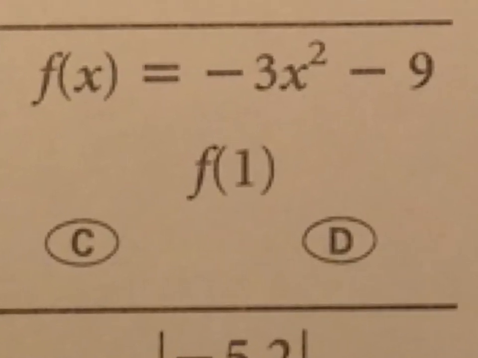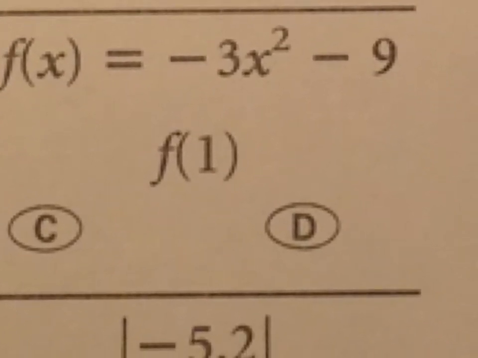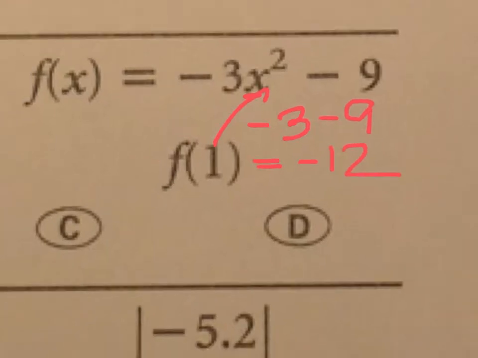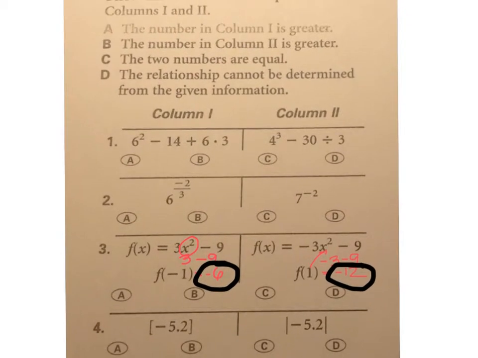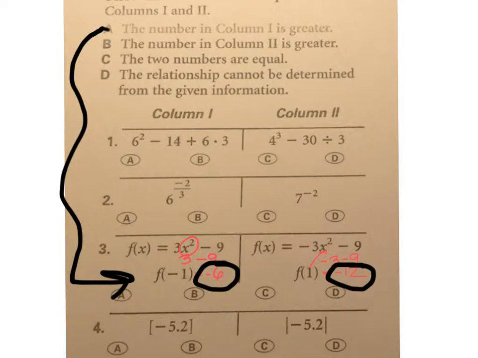So over here on this one, if I put in a positive 1 there and square it, I get 1. And I'm left with negative 3 minus 9. That's a negative 12. So I end up with negative 6, negative 12, and from my statements up there, the number in column 1 is greater. Well, that certainly applies to this. Negative 6 is greater than negative 12, so the answer would have to be A.